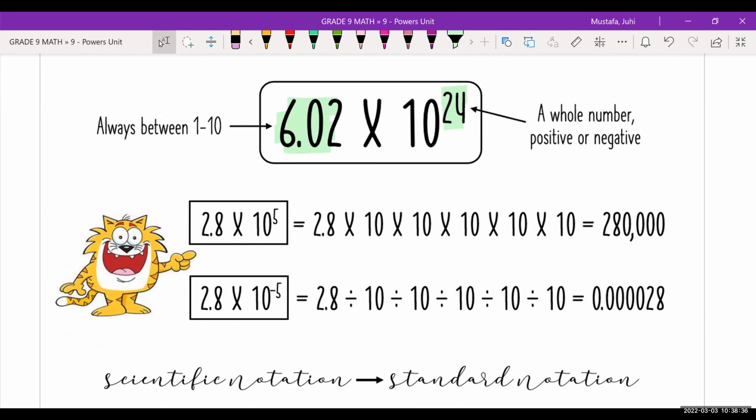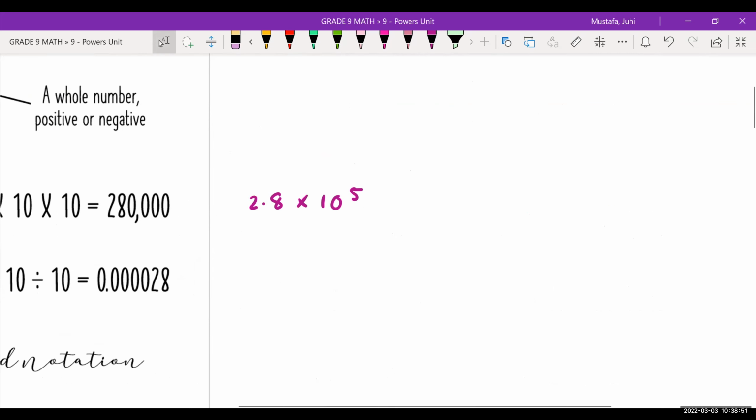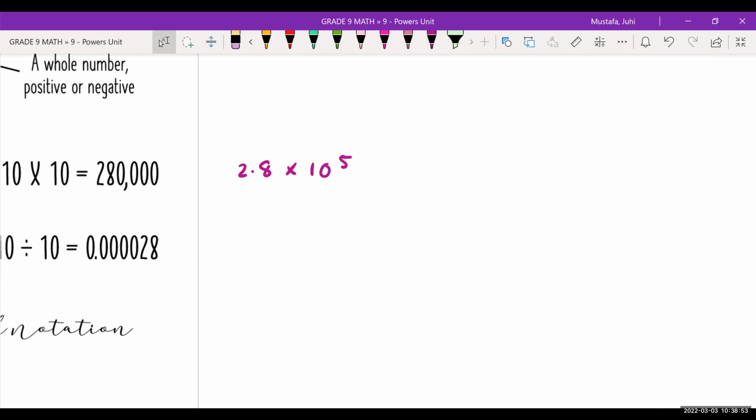Okay. However, there has to be an easier way than writing out all those tens and multiplying, etc. And I'm going to show you that right now with those two examples. So let's look at 2.8 times 10 to the power of 5. In order for us to solve this, we're going to start with the number 2.8. And in scientific notation, the decimal place is super important.